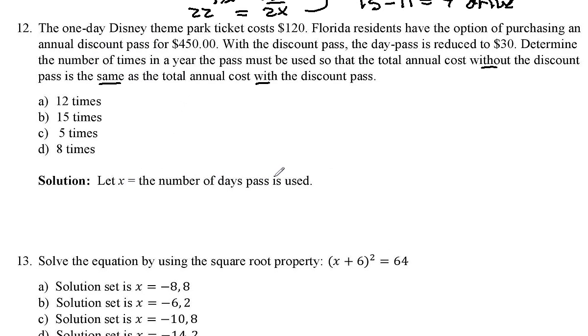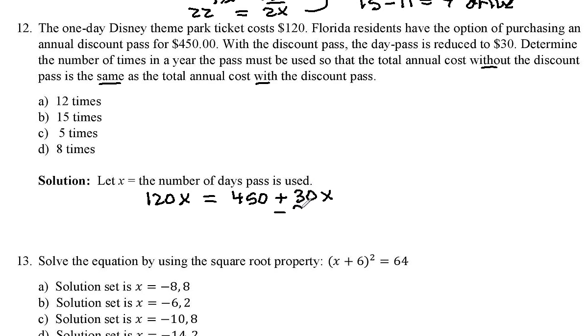And then what's your cost without the discount pass and your cost with the discount pass. So without the discount pass, you're going to pay $120 a day, and then x is the number of days. So without, you're going to pay 120 times x, price per day, number of days. With the annual pass, we want these to be equal now. You're going to pay $450 up front, but then you're only going to pay $30 per day. So $30 per day times x days it's used is going to give the total spent on the per day charges. So now we just have to solve this equation.